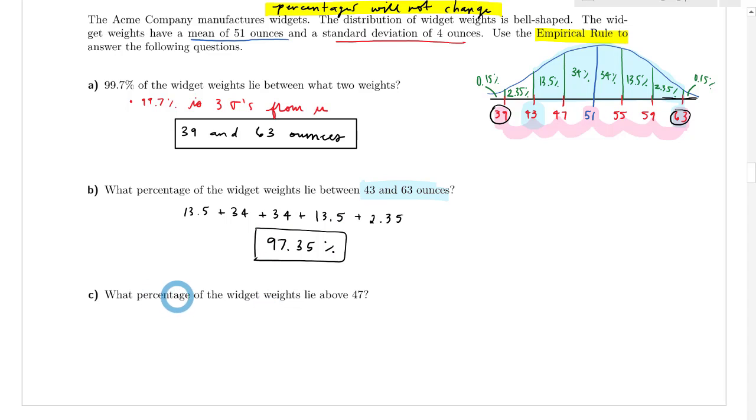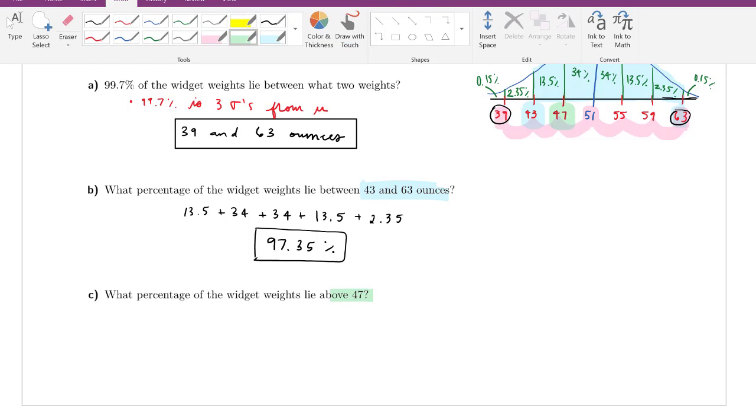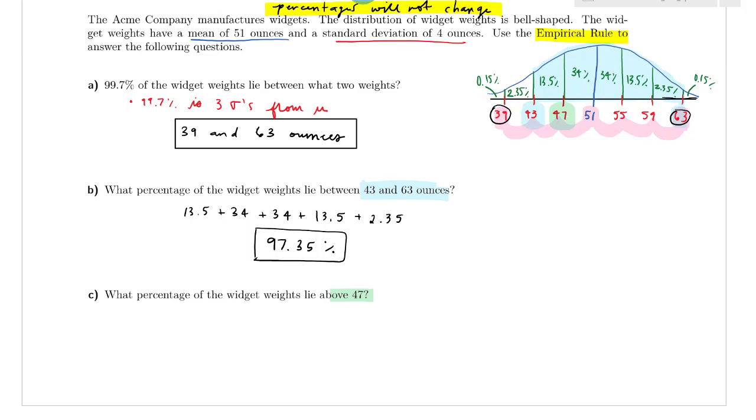And lastly, it says what percentage of widget weights lie above 47? Above. So let's do that in green. So where's 47? Here's 47. Above is left or right? Right. Now where do I stop? I don't. I take everything. Above means all the percentages to the right, including this tail.